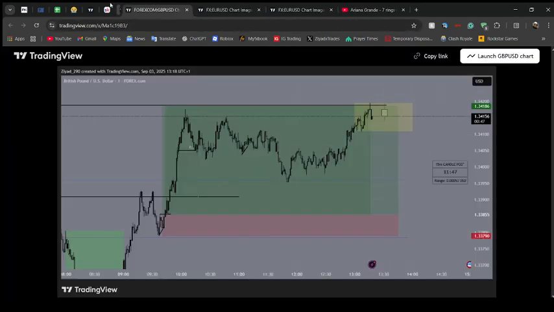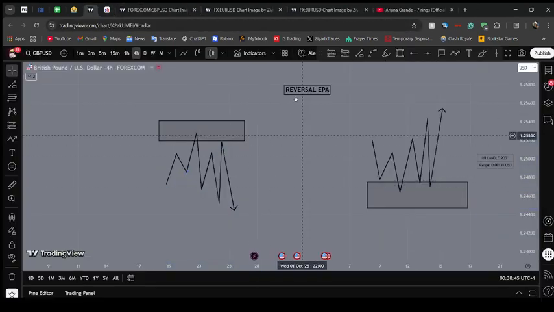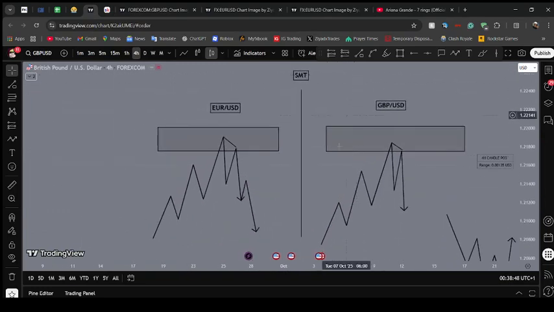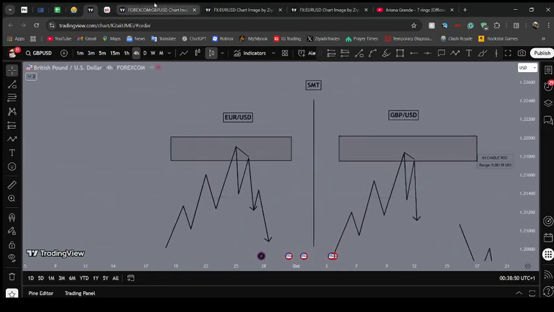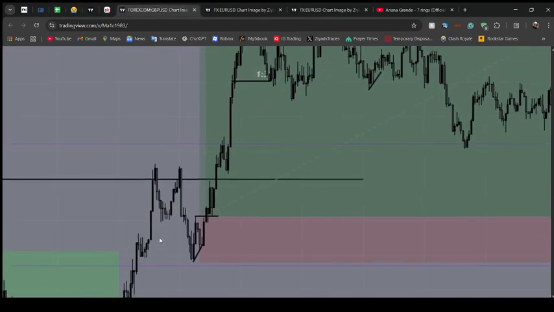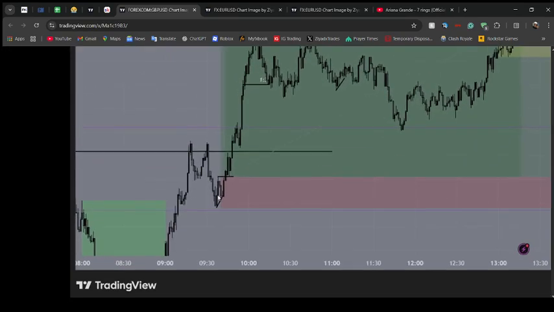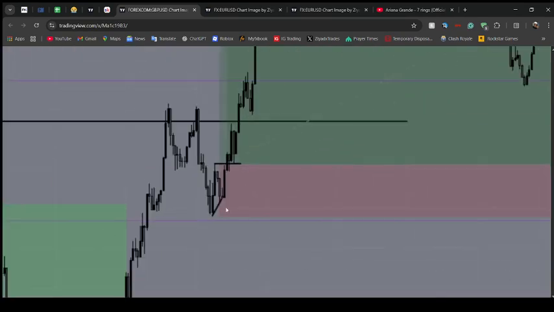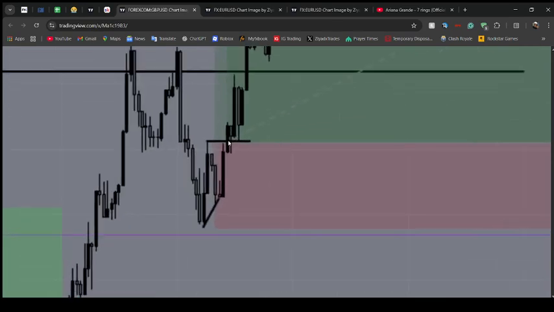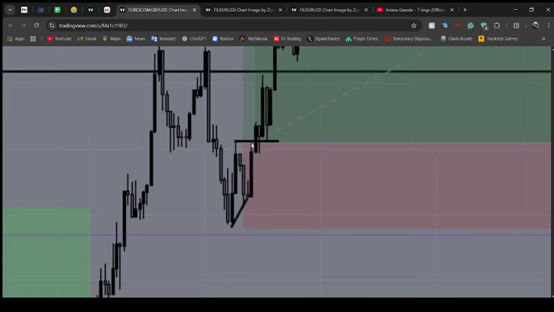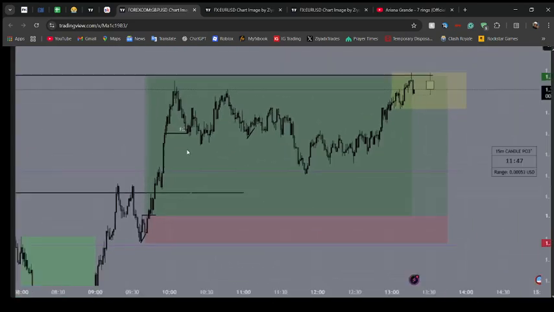And the fourth one is the SMT, this one. As you see from this one, I think this is GU, British pound USD. So EU manipulated, while this one mitigated. I entered as soon as this broke the high, and then it gave a pullback. From there I entered, and then as you can see, price is higher.